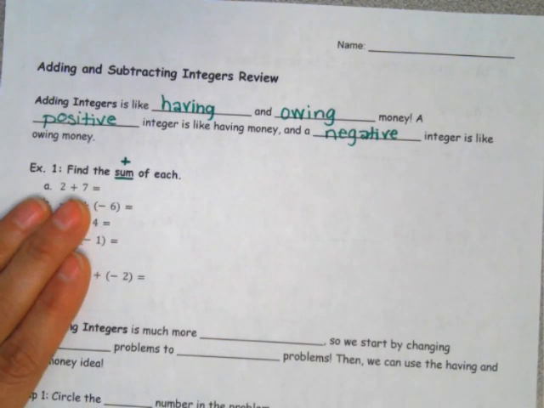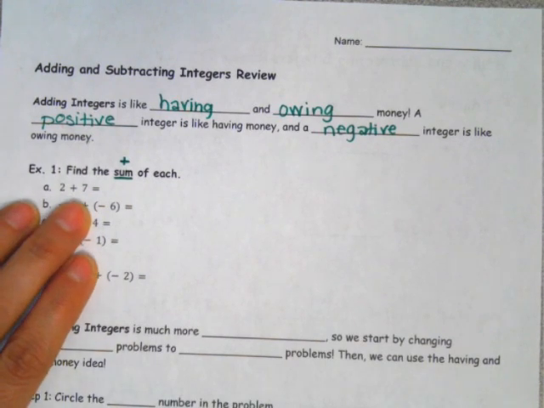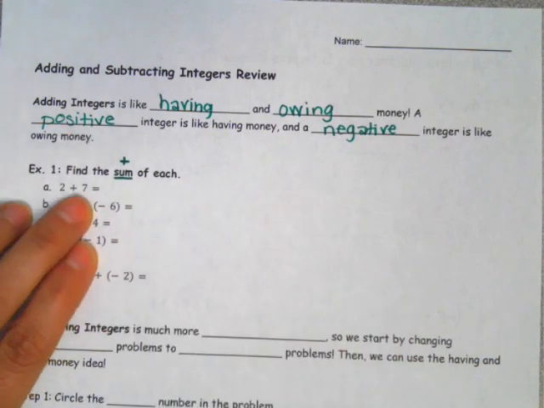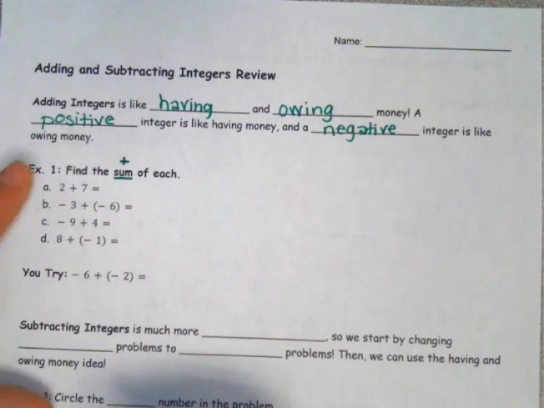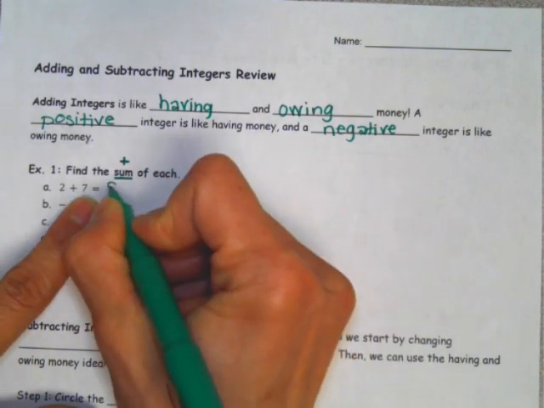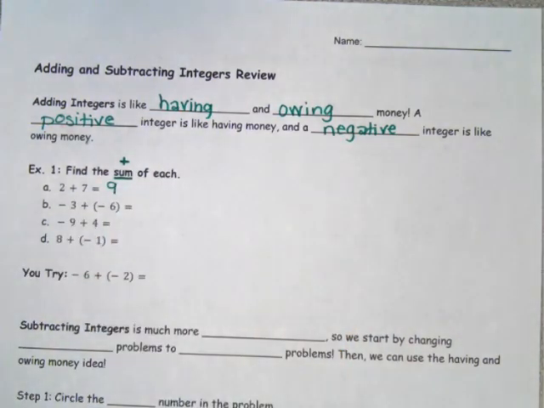In the first one, you have a positive 2 plus a positive 7. It's like you have $2 in your left pocket and you have $7 in your right pocket, right? So you have all of that money. So all you're doing is adding that together. So positive 2 plus positive 7 is going to give you positive 9. You have all of that money, so that is a positive answer.